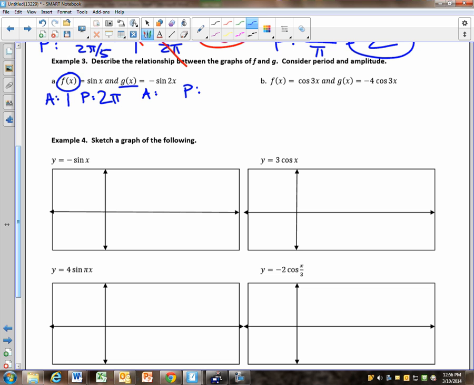Amplitude for G? 1, period, pi. So the amplitudes are the same. How would you describe the difference then? Don't just say the period is different. What does that look like as a graph? Very good. If the period is pi, it will repeat itself twice by the time this one repeats itself once, right? This one takes 2 pi to repeat. This one only takes pi. So G repeats twice as often. You could also say it's a horizontal compression by a factor of 2. However you wanted to say it, that's up to you.